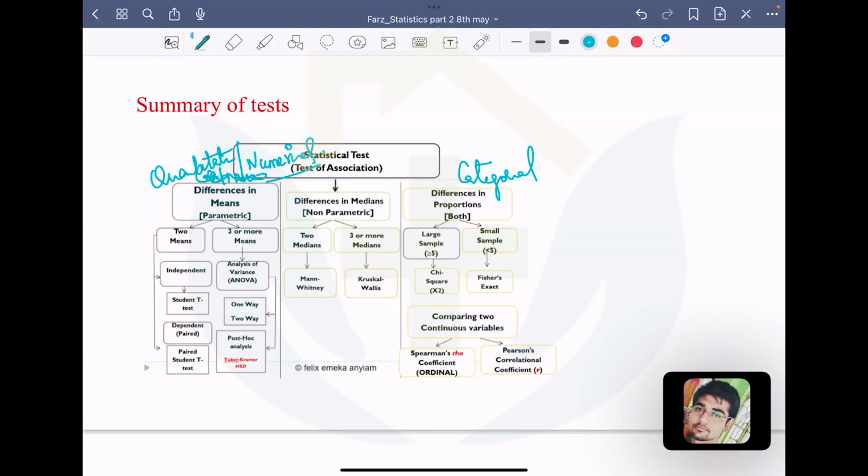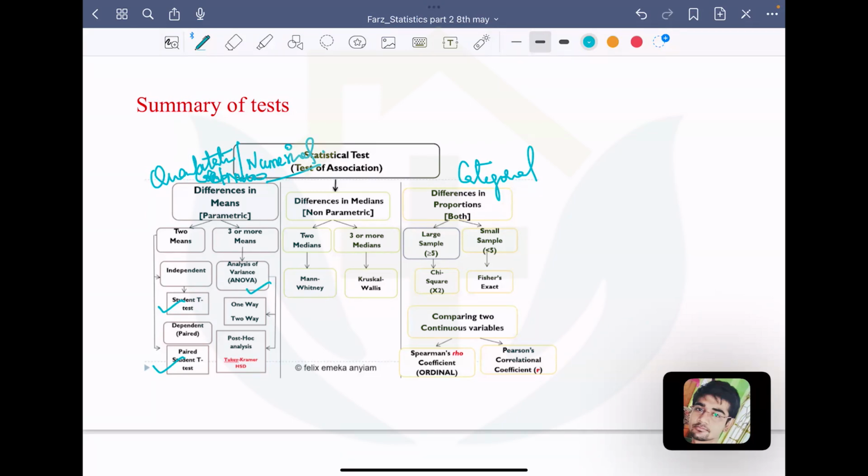If they're normally distributed, you do a student t-test. If it is an independent t-test, you do it between two groups. You do a paired test for the same group. When there are three or more groups, you use ANOVA, analysis of variance. Okay, so this is for a continuous distribution.